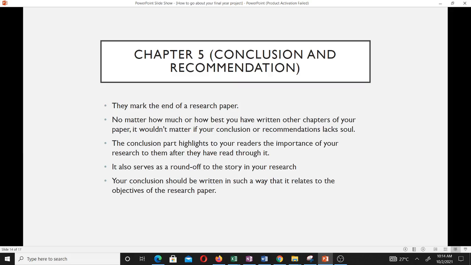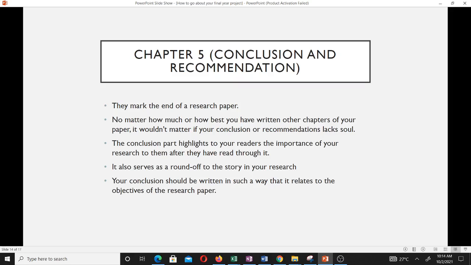Okay, so the conclusion part highlights to your readers the importance of your research to them after they have read through it. It also serves as a wrap-up to the story in your research. The most important thing here is that your conclusion should be written in such a way that it relates to the objectives of the research paper.